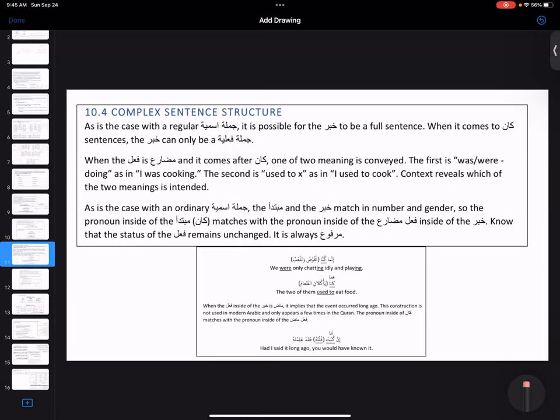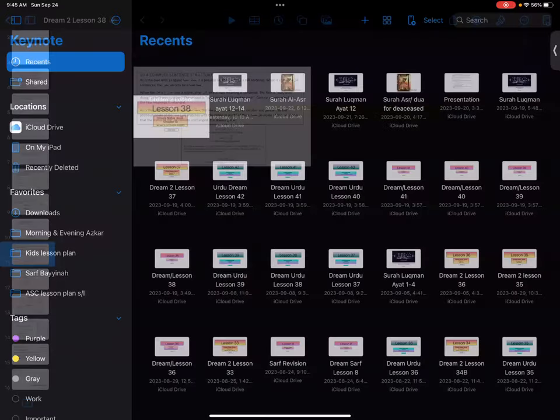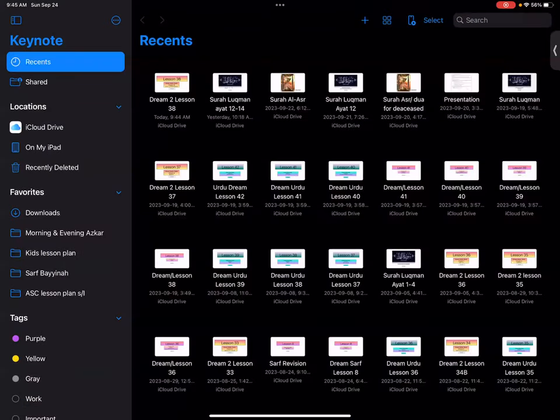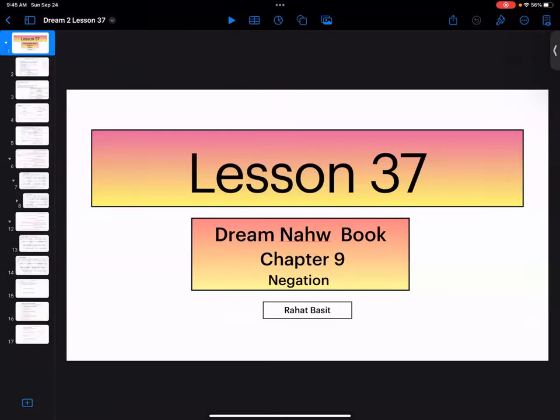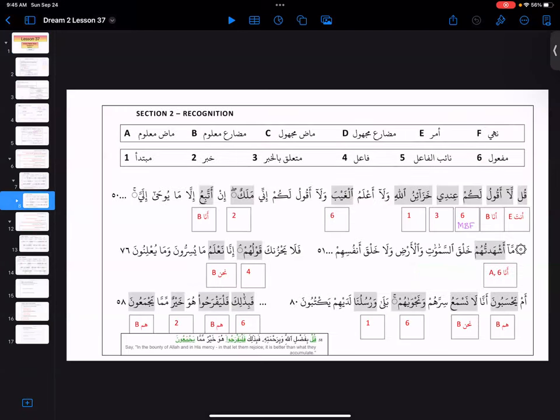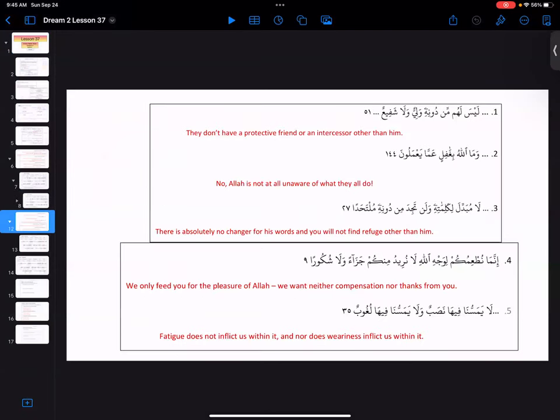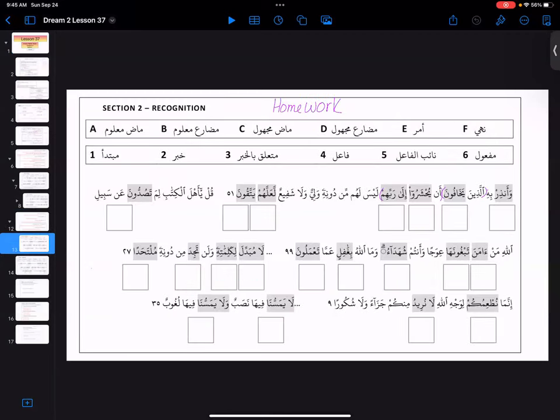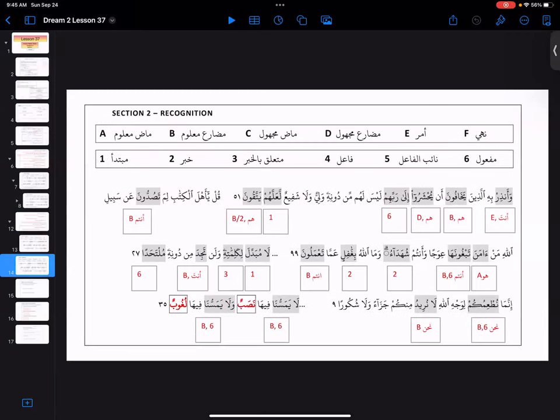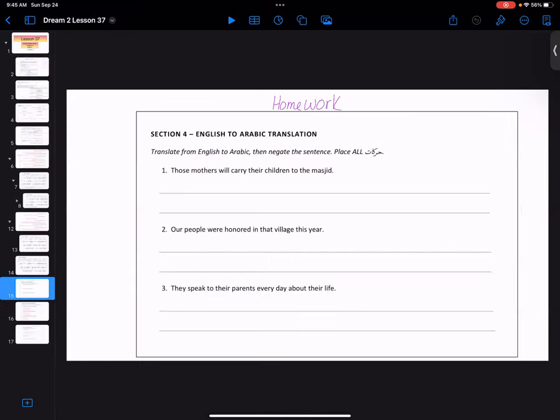Okay, so I'm going to use last class, lesson number 37. Which one do you guys want to do? The one where you need to translate English to Arabic, that's where we were struggling. Which one was it? This one? Yes. Okay.